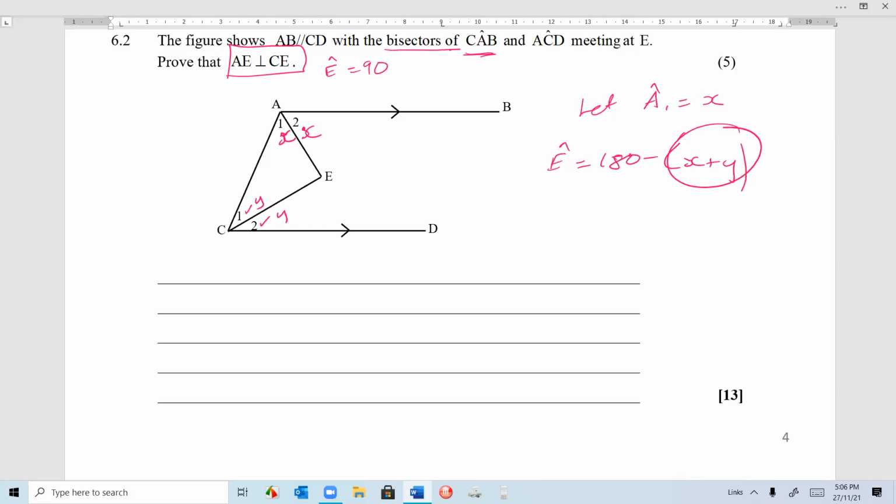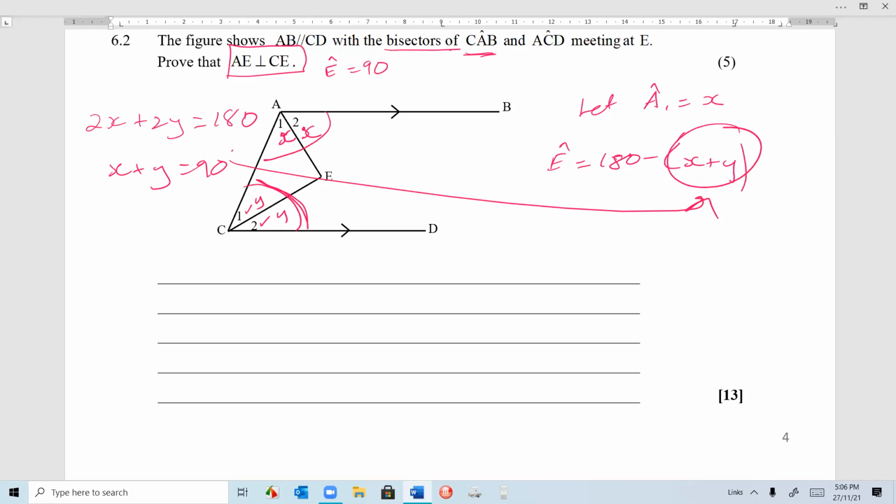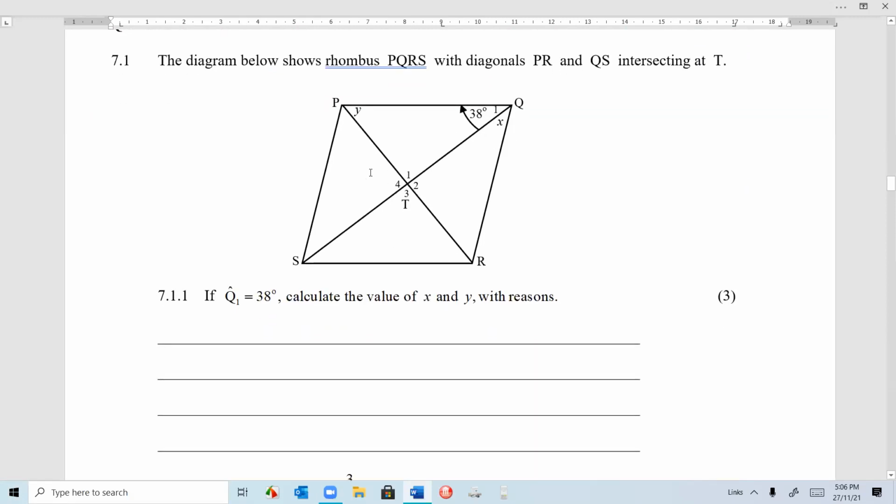2x plus 2y is equal to 180 degrees. Well done. Co-interior angles. We use co-interior angles, just like the other question. If we divide by 2, what do we get X plus Y to be? 90. If 2x plus 2y is equal to 180, that's co-interior angles. Divide by 2, we get X plus Y equal to 90. Then if we put that in here, you get your angle E to be 180 minus 90, giving you 90. And we solve the problem. Are you happy with that? All right, no questions. We're moving on.